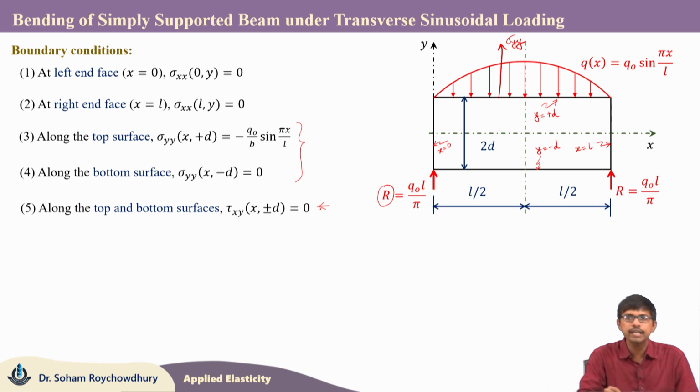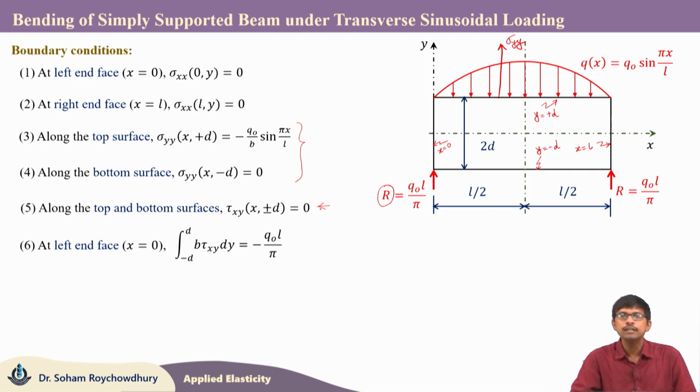So, with these 5, on all 4 edges, we have defined the external surface traction. Mostly they are 0, only for the top face we have sigma y non-zero, which is minus q naught by b sin pi x by L. Now, coming to the shear traction on the left edge. On the left edge, we have this R, q naught L by pi, upward reaction force acting.